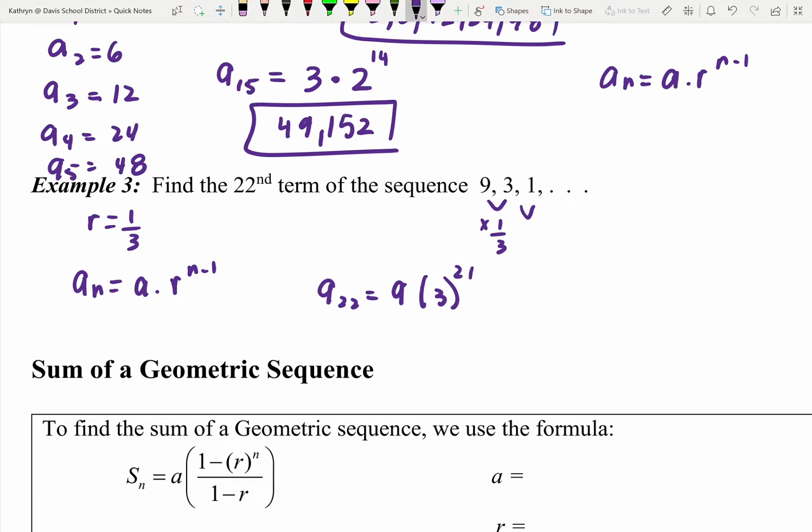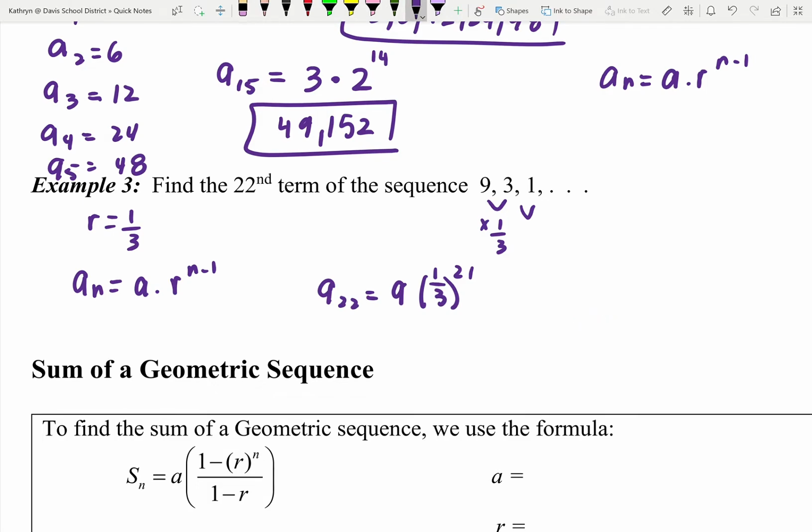Grab your calculator and go 9 parentheses 3, close it, raise it to the 21st, hit enter. Okay, now I get this big crazy number. Do you get this big crazy number and then some 10? Okay, so this is not going to happen on your test, just so you know. I know they won't do this to you. So this means 9.4 times 10 to the 10th power. Oh, it is supposed to be 1/3. Thank you. I put a 3. It's supposed to be a 1/3. Let's do it again.